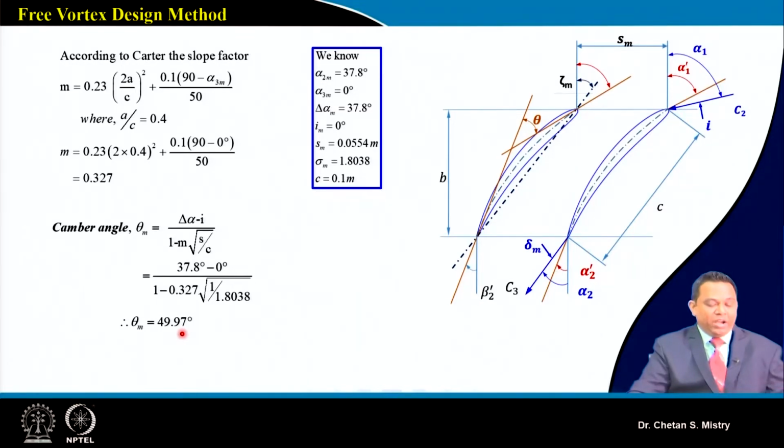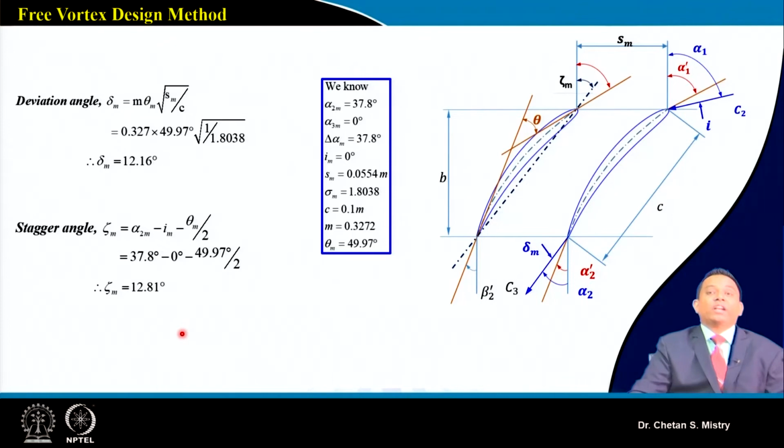Okay. Now, once we have calculated our camber angle, we can do our calculation for the deviation angle. This deviation angle is a function of my m parameter, my camber angle and solidity. So, based on that we can calculate our deviation angle, and it comes to 12.16 degrees.